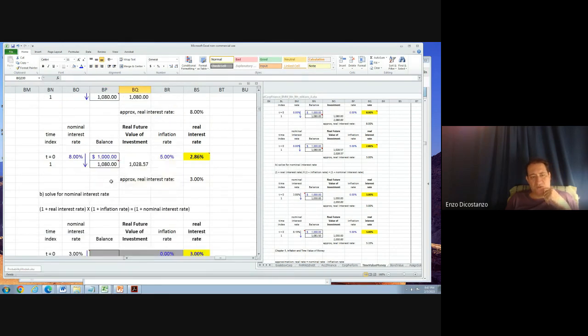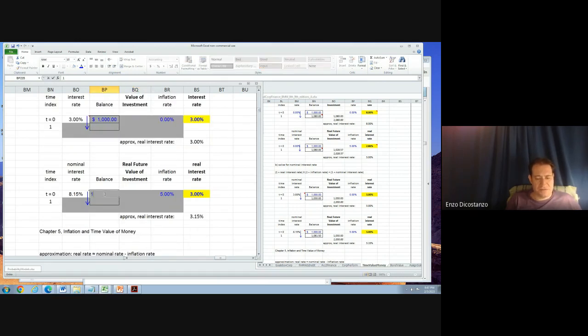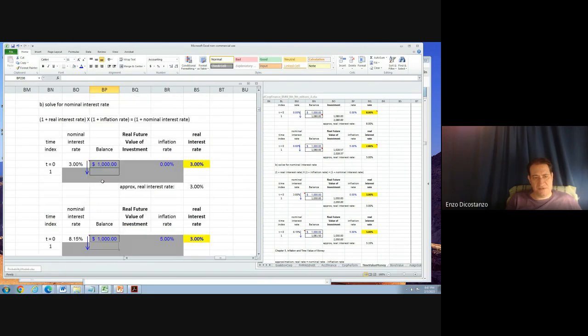And then we could do all the same stuff again. 1,000, and see what this all is going to look like. So this thing is going to grow to equal 1,000 times parenthesis 1 plus the nominal rate, which is 3. And then here, equals 1,000 times 1 plus nominal rate divided by 1 plus inflation.